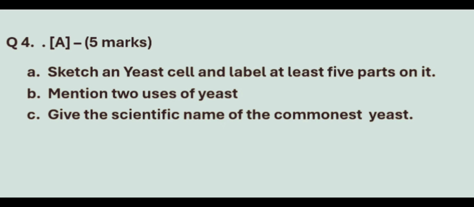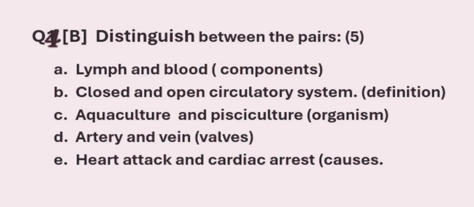And the subpart C is to give the scientific name of the commonest yeast known to us, or the one that is used largely in several food processing. Now, distinguish between the following pairs. In this, you got to distinguish between the lymph and the blood, closed and the open circulatory system, aquaculture and pisciculture. Then subpart D is between an artery and a vein, and then between heart attack and cardiac arrest.